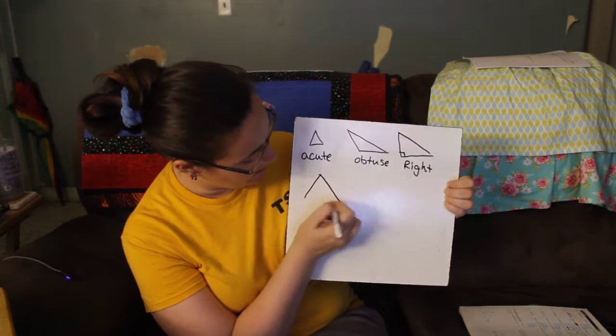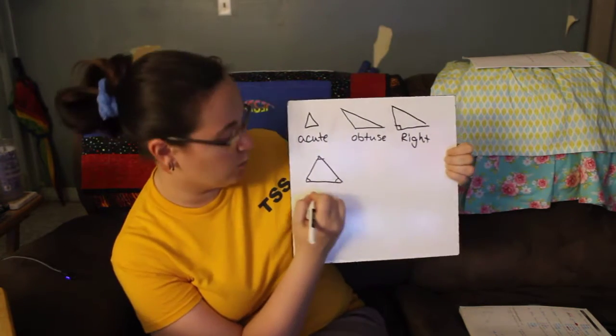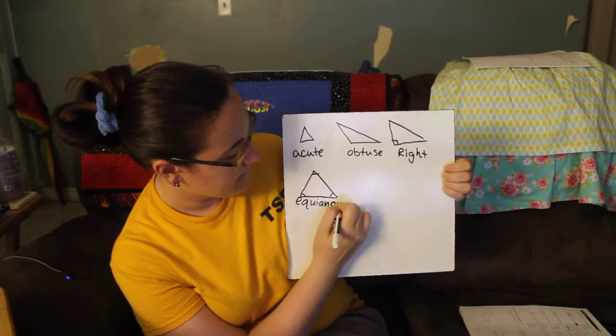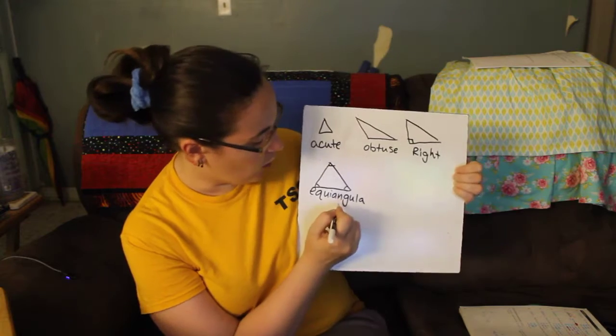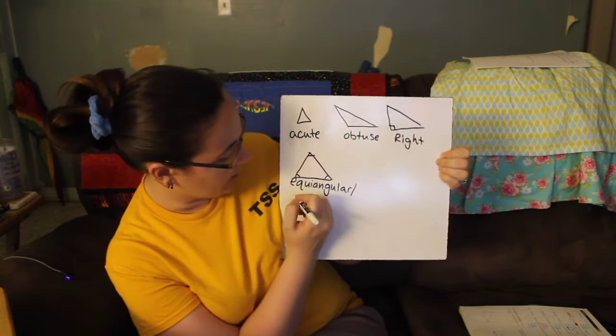We have the, I'm going to draw it like this. Those little swoops mean that they're equal. This is the equilateral or equiangular. Okay? Along with equiangular, we also have, equiangular is also equilateral.